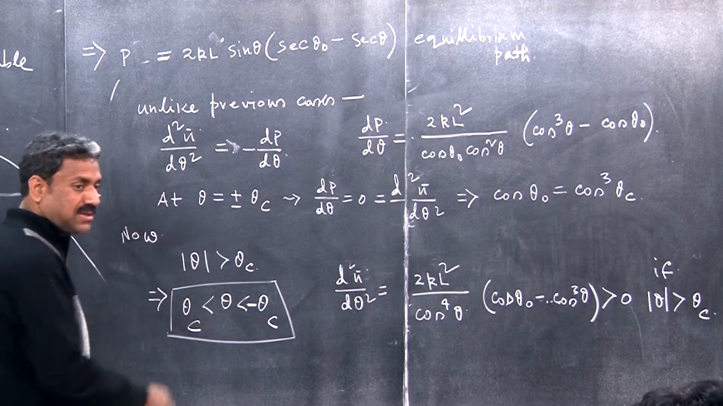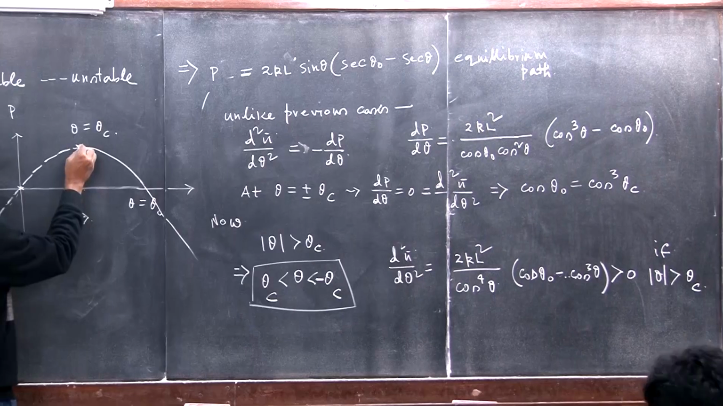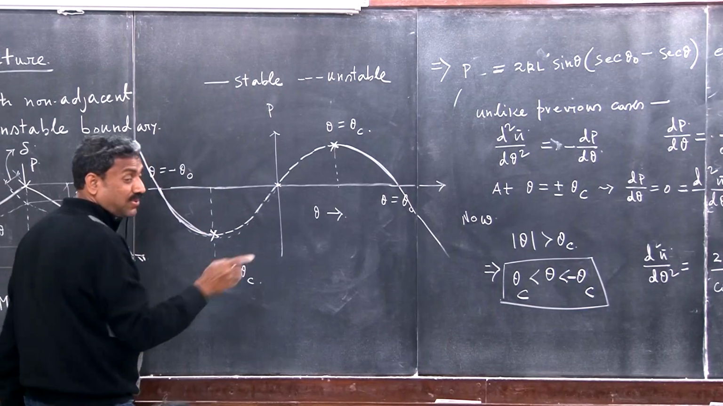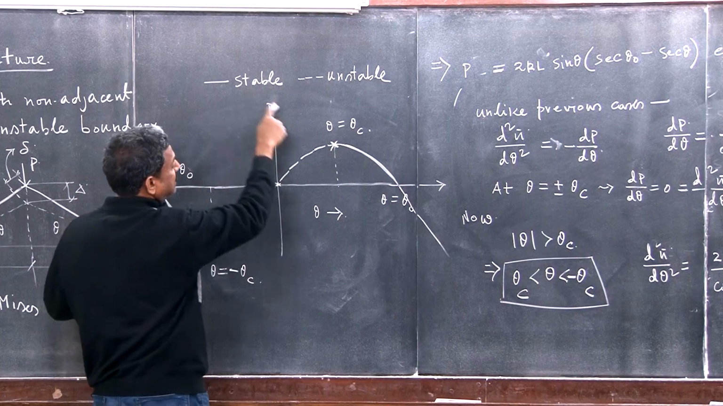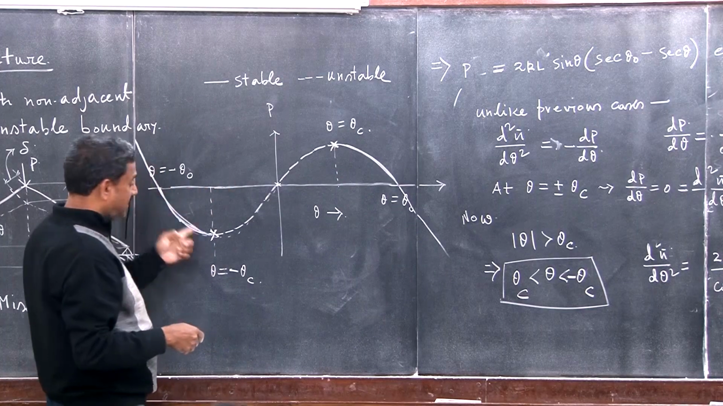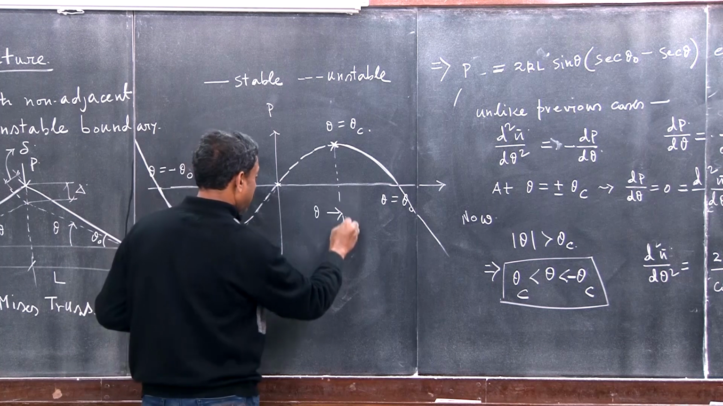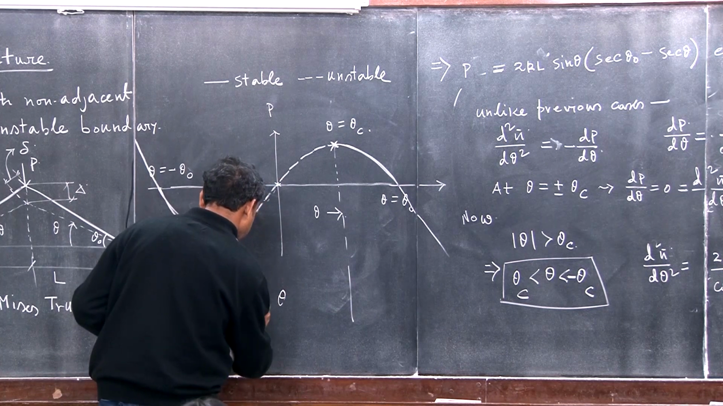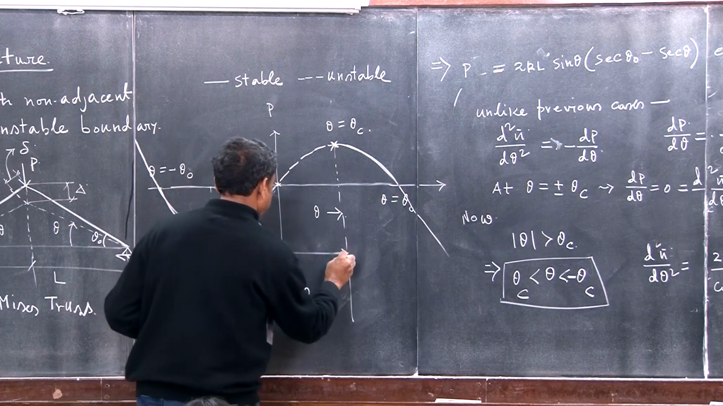So this is nothing but the stability boundary. So which one is stable? This one is stable, this one is stable. That's what I have explained to you. That's why I have drawn the solid line as stable. And between theta equal to minus theta c and theta c, if theta is greater than minus theta c and less than theta c, it is unstable. This is the unstable boundary.